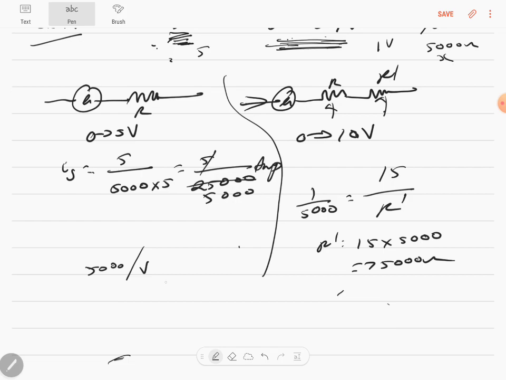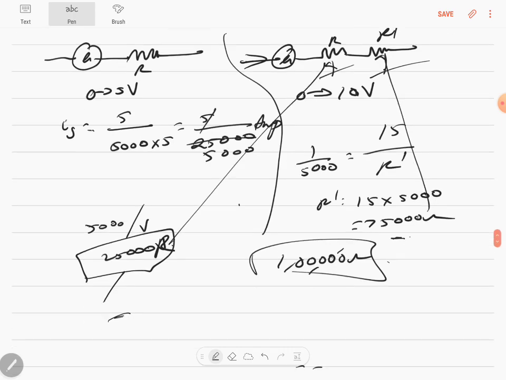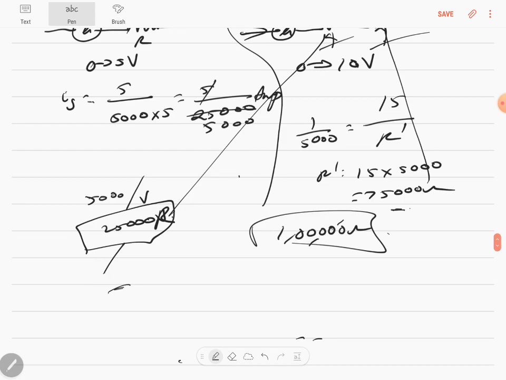Already existing volt is 5 volts, so 5 fives are 25,000 volts. The pre-existing resistance plus 75,000 will become 1 lakh ohms, correct? That is the total resistance now, because they both can be added. R is this much and R dash is this much, and R plus R dash is 1 lakh. For the entire voltage of 20 volts, this is the resistance.